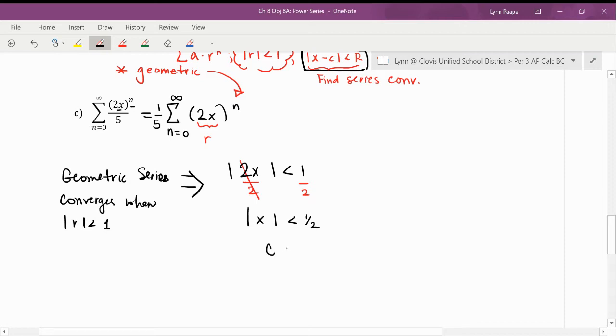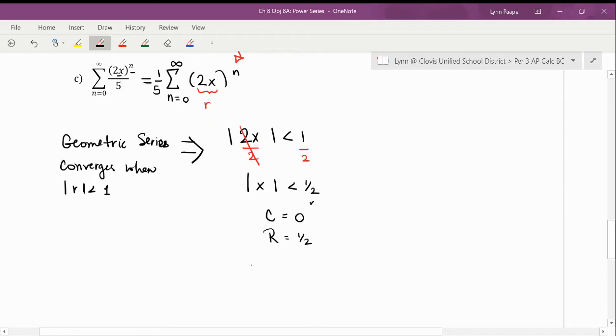So my center is going to be, what am I subtracting from X? That would be 0. My radius of convergence is going to be right here, so 1/2. And then my interval of convergence, so I'm centered at 0, and I can go forwards 1/2, and I can go back 1/2. So my interval of convergence would be -1/2 to 1/2. So now here, we actually can do endpoint convergence, okay?